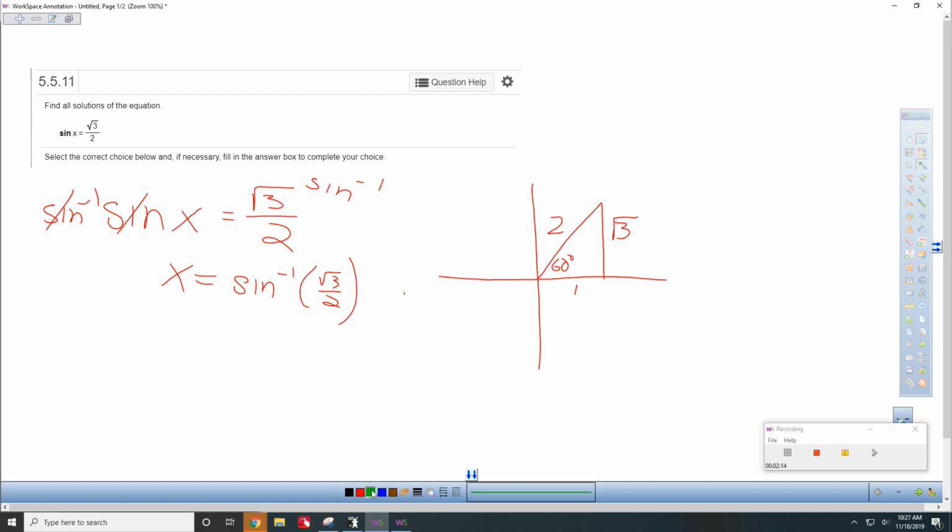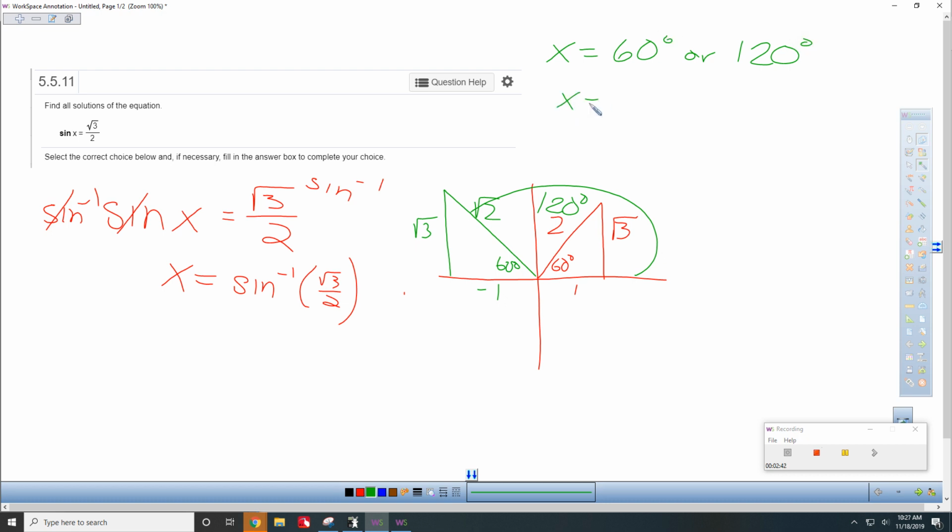However, if I had -1 and positive radical 3 and positive 2, it would also work there, which would be a 60-degree reference angle or a 120-degree angle. So here I think x is 60 or 120 degrees. Or I think x is pi over 3 or 2 pi over 3.